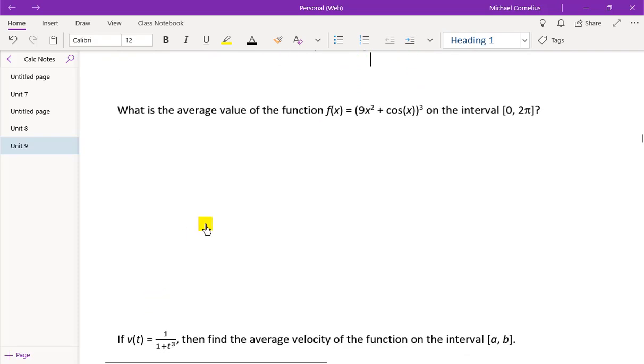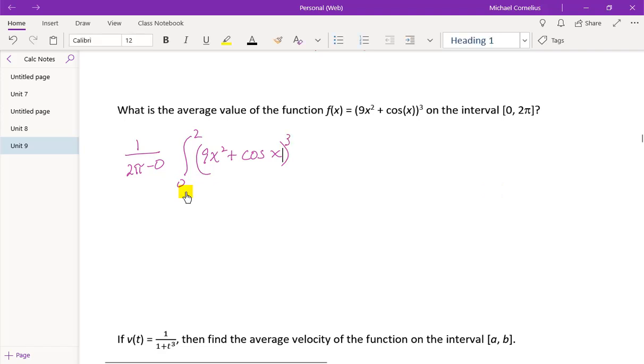Okay, what is the average value of the function f of x equals this nice little beast right here on the interval from 0 to 2 pi. So now I'm going to have the 1 over 2 pi minus 0. So again, I'm just subtracting the two values in the interval for my average. We're going from 0 to 2 pi of 9x squared plus cosine of x, and this whole thing is being raised to the third power.